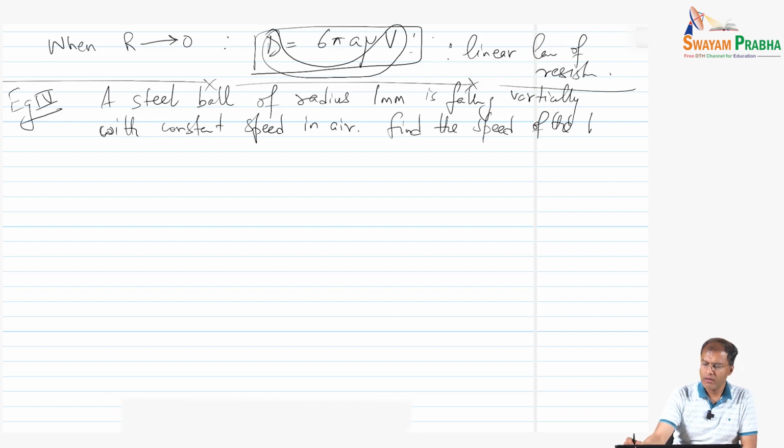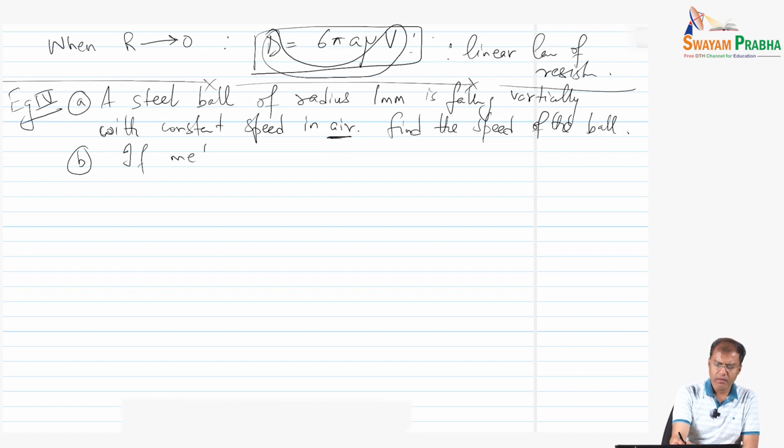The speed of the ball in the medium. Okay, so the ball is moving in air, right? And that is the first part. The second part says, if the medium is castor oil, well, just to tell you a bit more, castor oil is a thicker medium compared to air. So if the medium is castor oil, then what would be the speed?